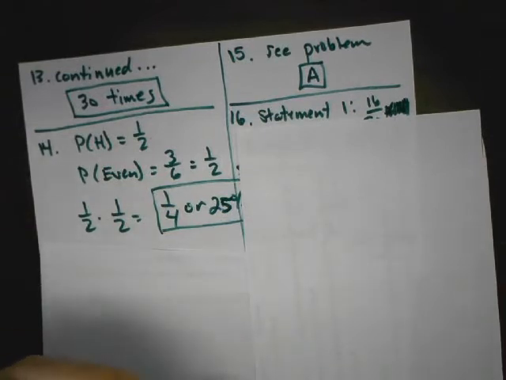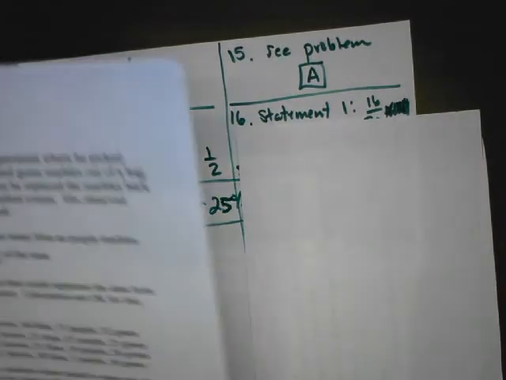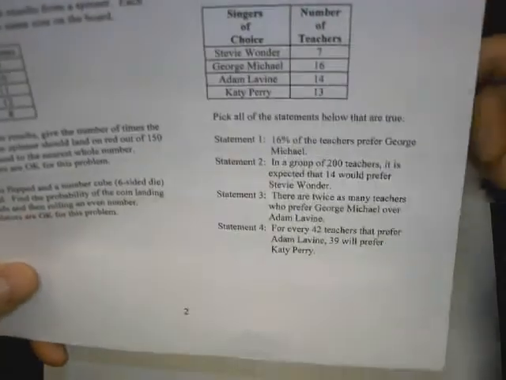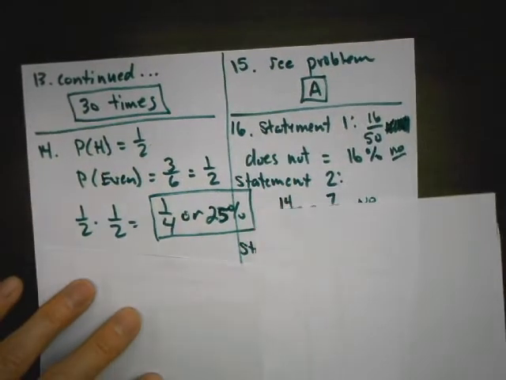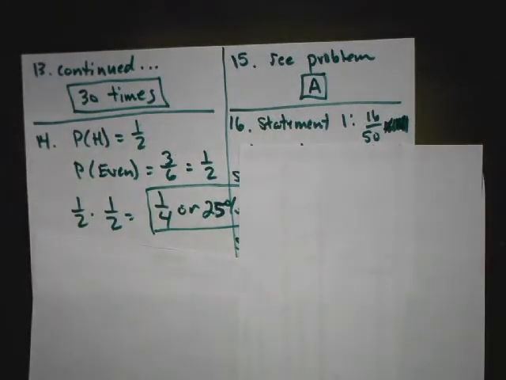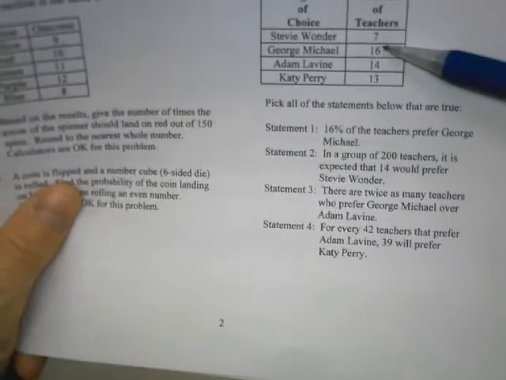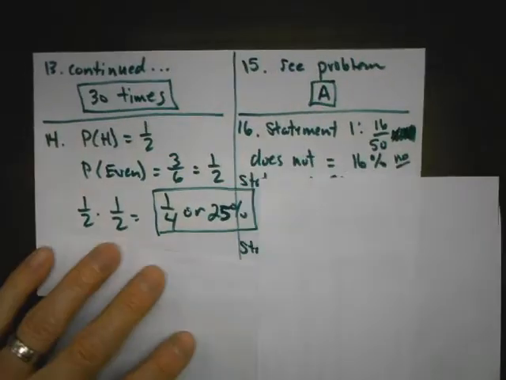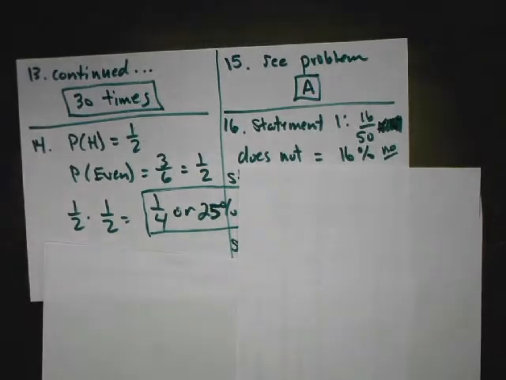16. 50 teachers are asked who they liked out of this list. So we're going to pick out which statements are true. So, statement 1. Okay, statement 1 says this. 16% prefer George Michael. Well, if we look at the table, we see that there's 16 out of 50. But 16 out of 50 is not 16%. 16 out of 100 is 16%. 16 out of 50 is like 32%. So that's not true.